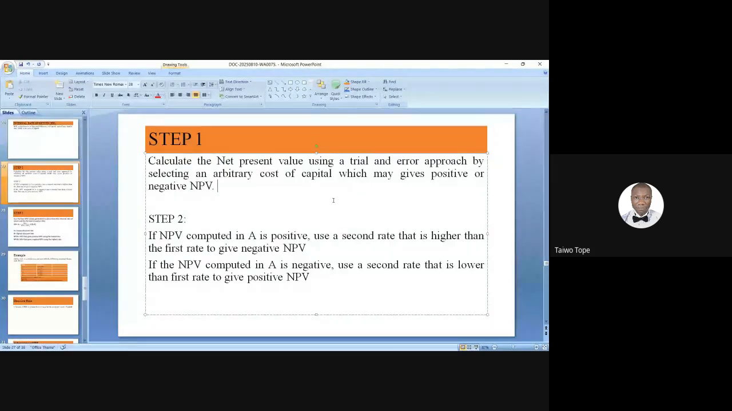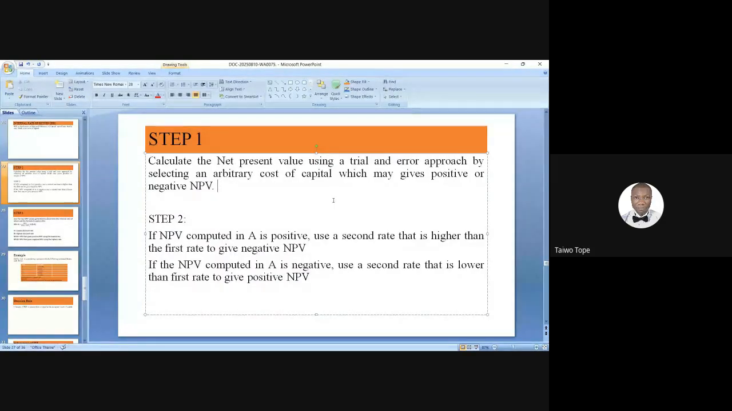It means that you have to increase the percentage. So if NPV computed in A is positive, use a second rate that is higher than the first rate to give a negative NPV.